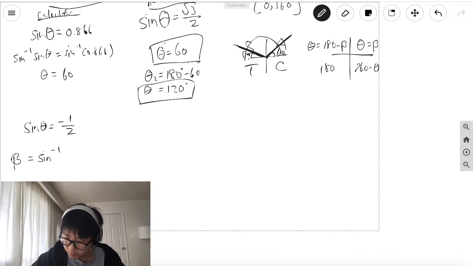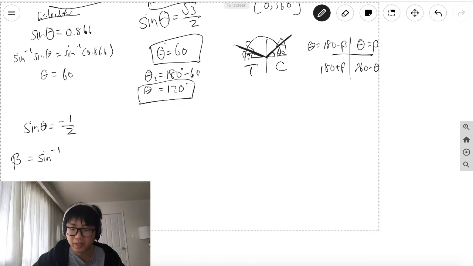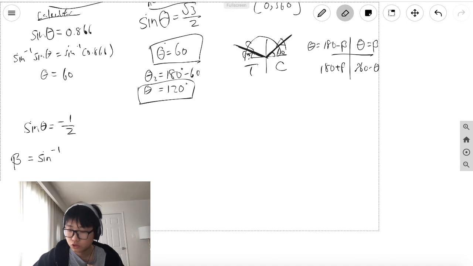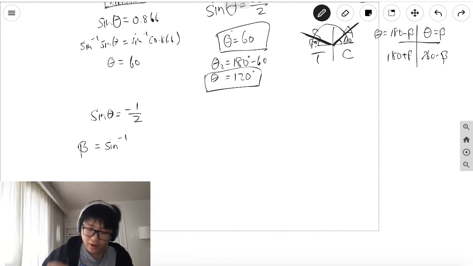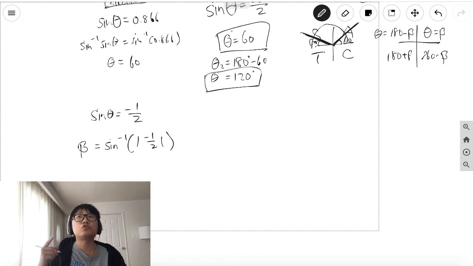So 180 plus beta. All I'm saying is I'm changing this now. I used to call the big angle and the small angle theta, so I just want a way to separate them. So the big angle, theta, is 120, then that little angle there, beta, is going to be 60. So you should find out what that small angle is by taking the absolute value. That ensures that you always solve for the first quadrant.